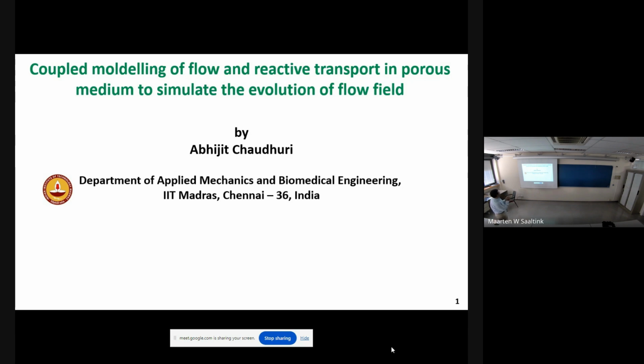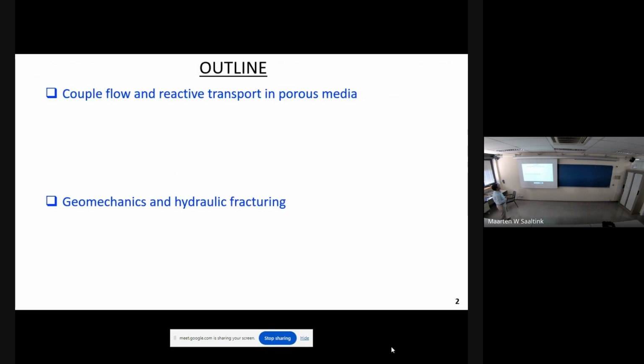I'll be presenting different problems which I have been studying for the last 15 years. The main focus will be on coupled flow and reactive transport. Then I also have some work on geomechanics, and I'll present some of those interesting results. So here is the outline.